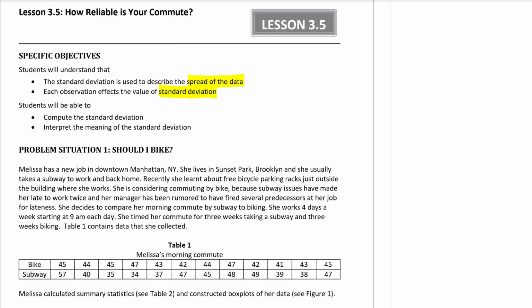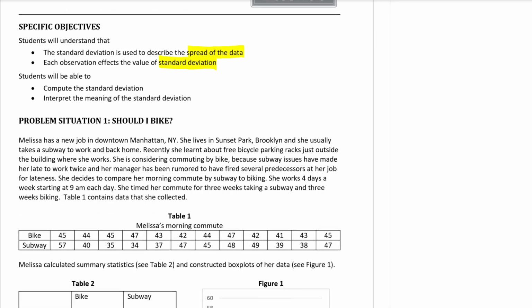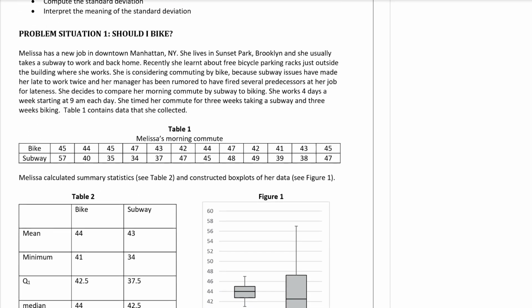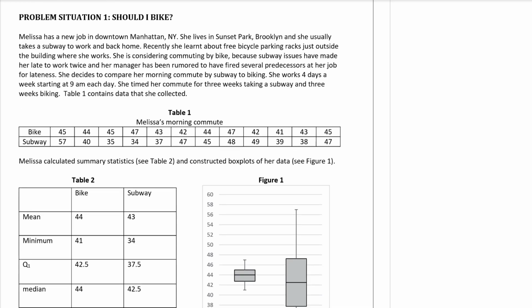Should I bike? Melissa has a job in downtown Manhattan. She lives in Sunset Park, Brooklyn, and she usually takes a subway to work and back home. Recently, she learned about free bicycle parking racks just outside the building where she works. She's considering commuting by bike because subway issues have made her late to work twice, and her manager has been rumored to have fired several predecessors at her job for lateness.